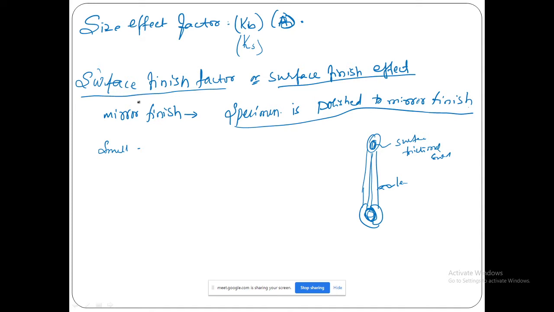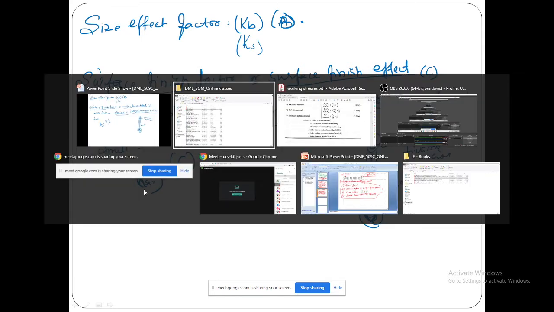You need to add up factor. So the surface finish factor is noted with the letter capital C here. In some books they have gone for K_SR or K_SUR as a notation.